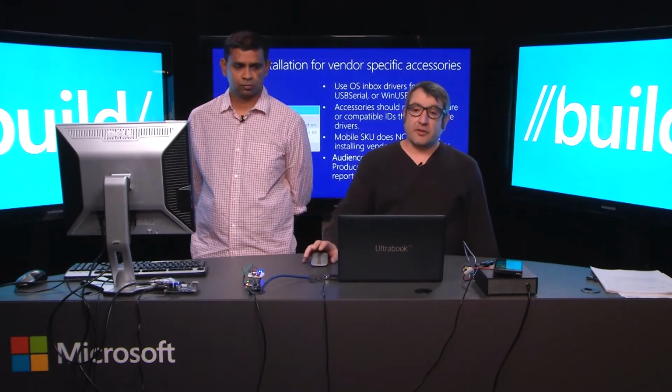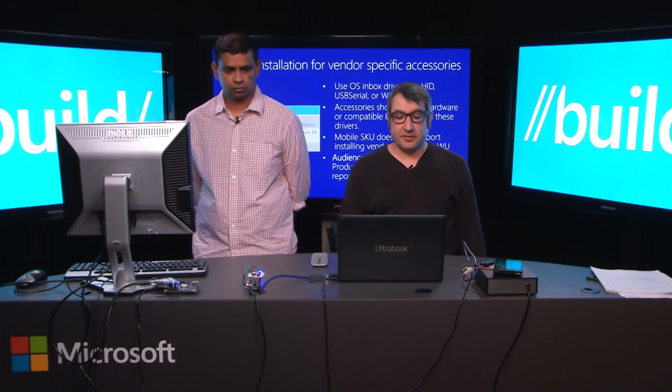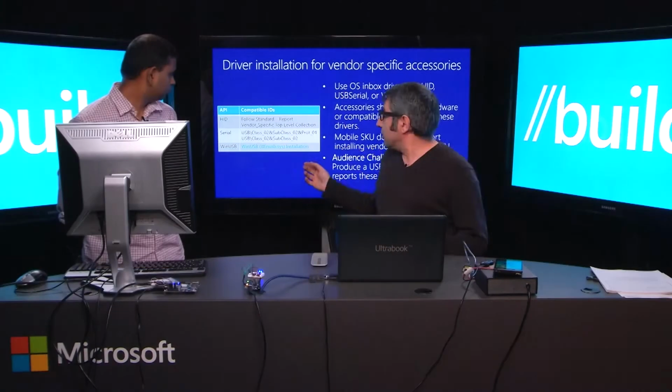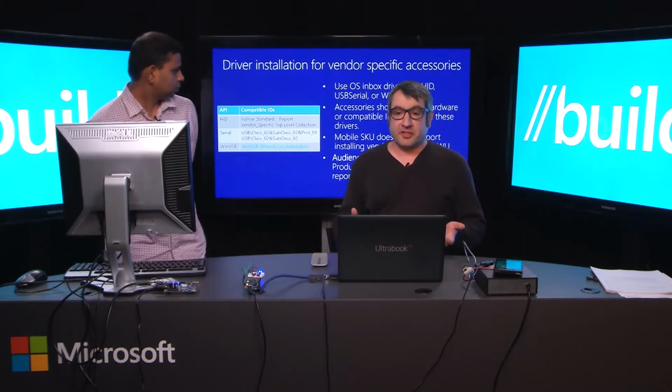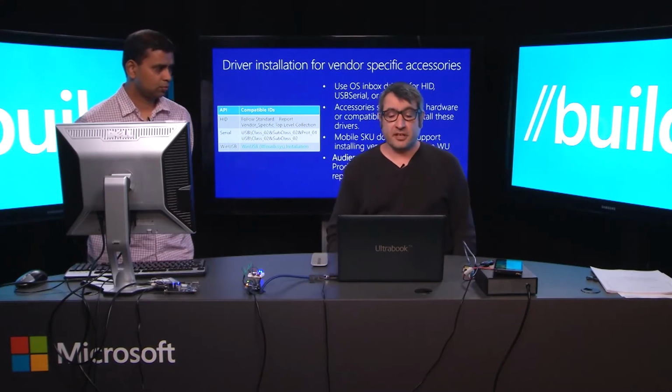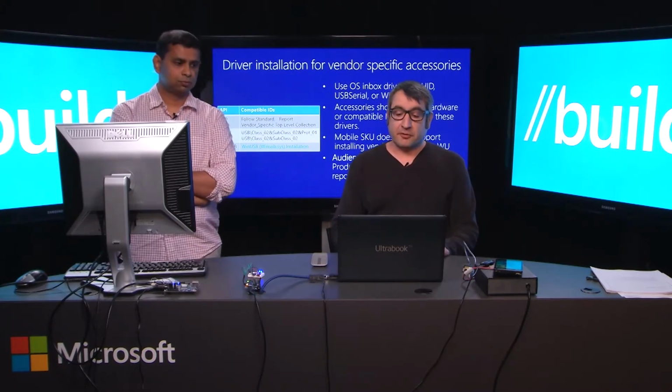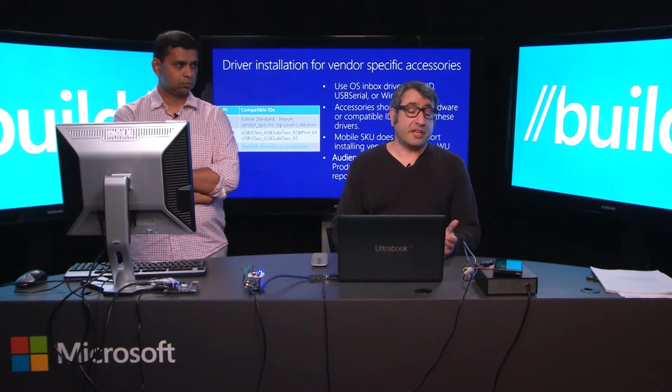Here's an important point for you to understand about developing accessories for vendor-specific accessories. It's super important to make sure that your accessory installs the right driver so that our APIs can access it. Your accessory can use these methods. There's a set of compatible IDs, and we'll provide more in the resources later about how your device can report itself so that these drivers will just install. It's important to recognize that our mobile SKU does not support installation of vendor drivers like from Windows Update. It's basically more like a phone instead of a PC.